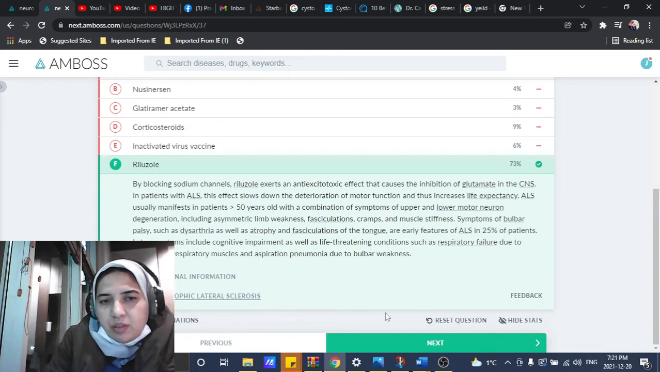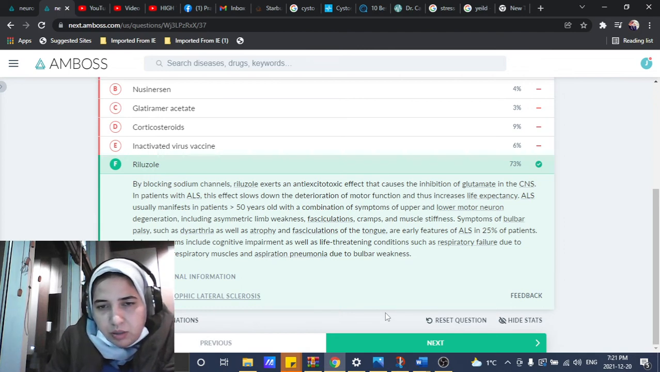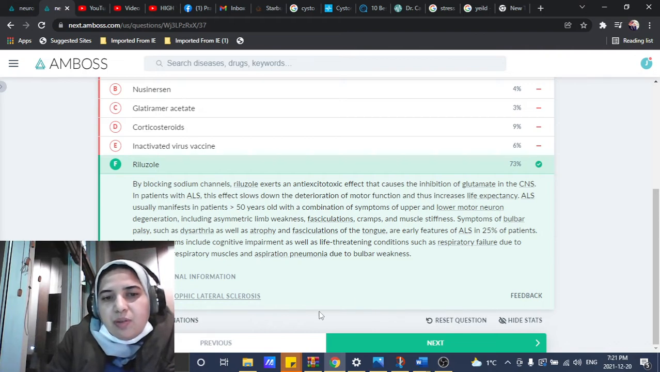ALS usually manifests in patients older than 50 years of age with combined upper motor and lower motor neuron lesions. Symptoms of bulbar palsy, so that's what we're seeing in this patient. Late symptoms include cognitive impairment as well as life-threatening respiratory failure due to paralysis of respiratory muscles, and aspiration pneumonia due to the bulbar weakness.